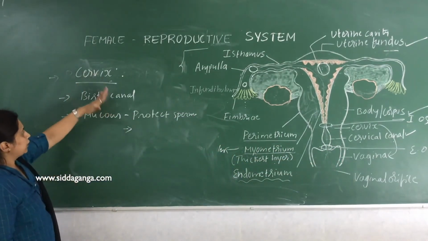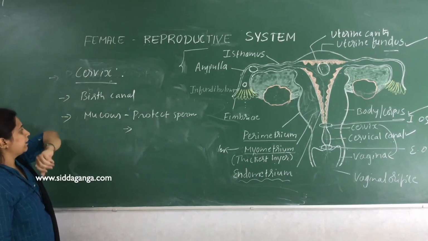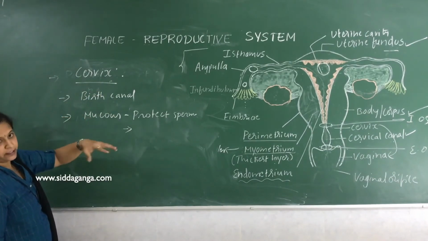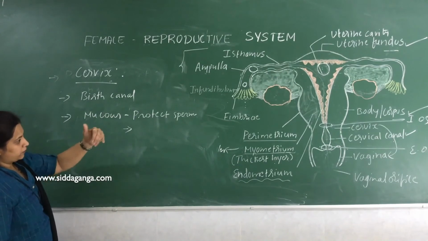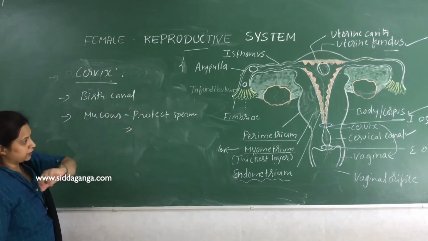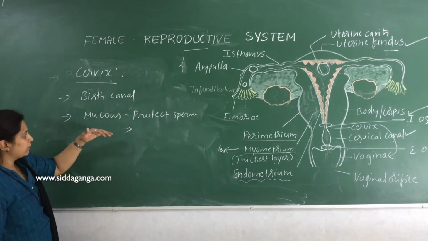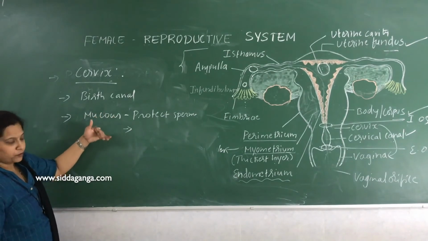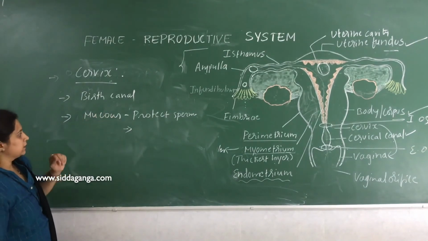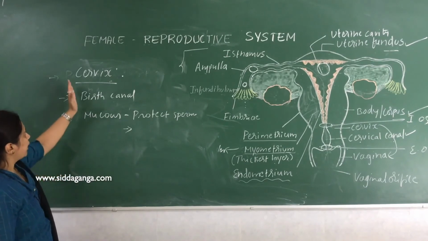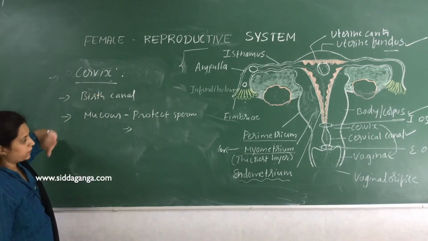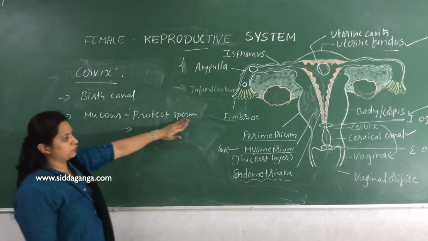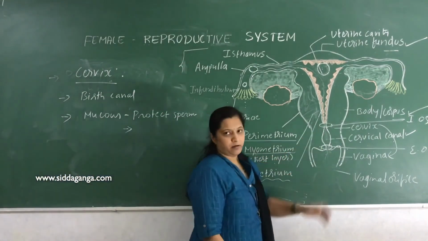So the two functions are: the cervix acts as a birth canal, and the mucus secreted by the secretory cells present in the inner lining of the cervix protects the sperms. Mucus has many other important functions too, which we'll discuss in later classes. For now, remember that it acts as a birth canal and the mucus protects the sperms. So this is the cervix.